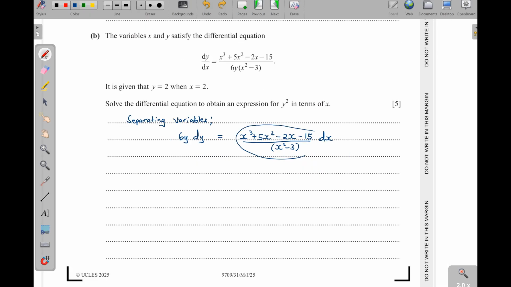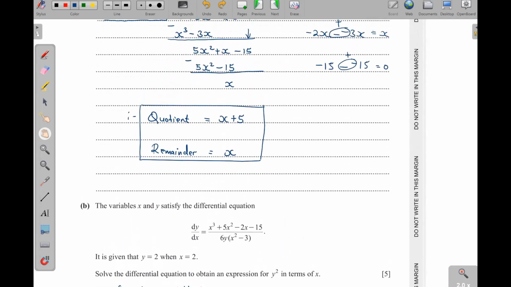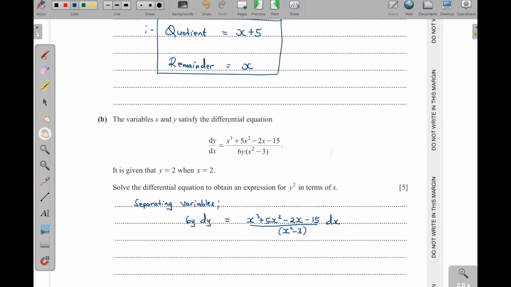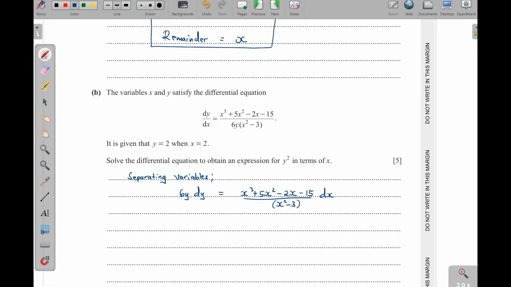Do you realize that what we are having here is what they have told us to do in part A? That we divide this by this. They can't give you something like this at first to divide, and then there is no way you are going to use that in the next questions. So it is supposed to be applied. You see that? Now integrating on both sides, we shall get the integral of 6y with respect to y, equal to the integral of this one.